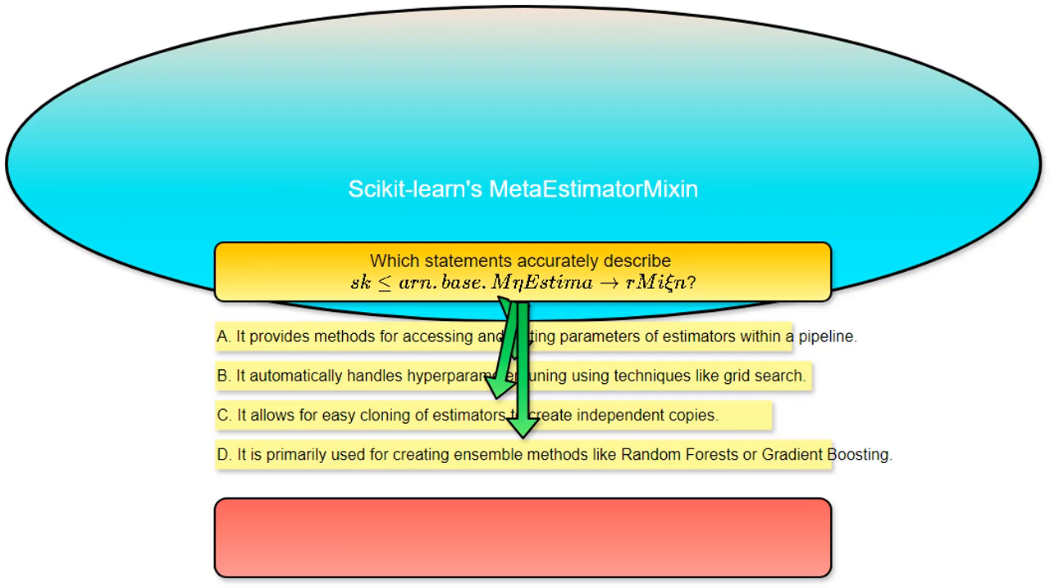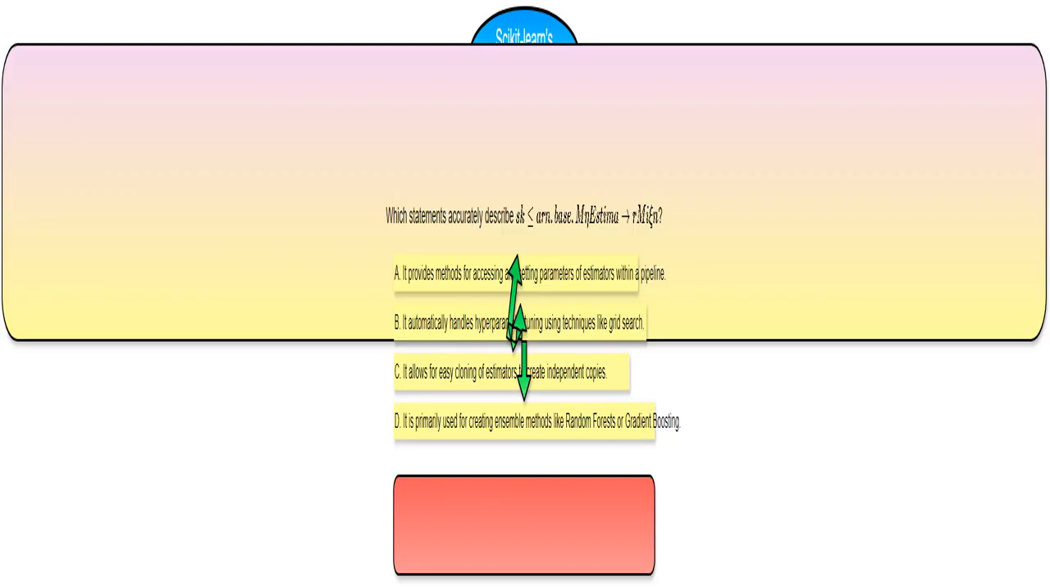I see that you're curious about Scikit-learn's MetaEstimatorMixin. It's a crucial part of Scikit-learn, a powerful Python library for machine learning. Think of it as a toolbox containing helpful functions. This toolbox isn't a machine learning model itself, but it makes it super easy to work with models. This question tests your knowledge of the MetaEstimatorMixin role in Scikit-learn. Let's see if you understand how it functions.